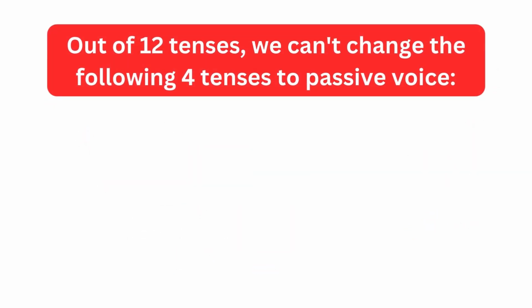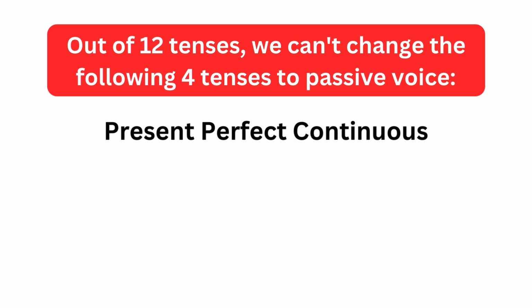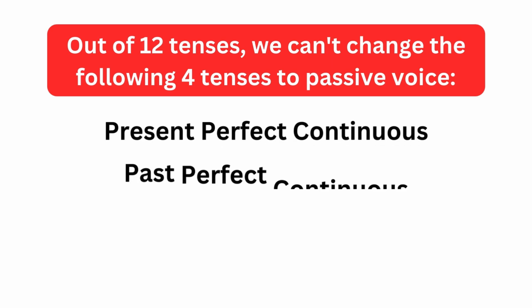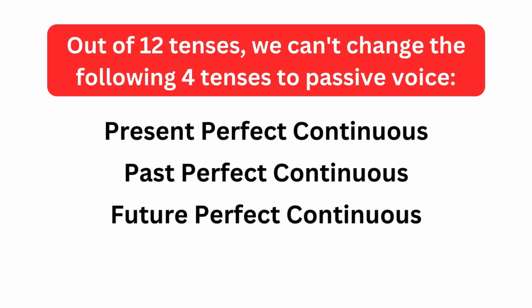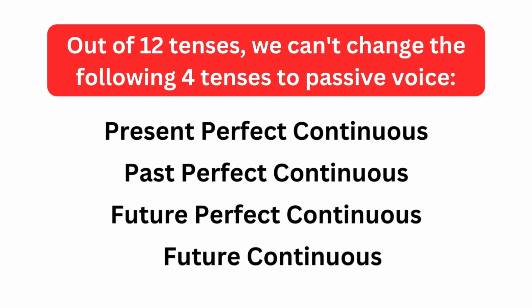Notice that, out of 12 tenses, we can't change the following 4 tenses to passive voice except for certain exemptions. Present perfect continuous. Past perfect continuous. Future perfect continuous. Future continuous. We will mention the complete structure of how to change the 8 remaining tenses later.